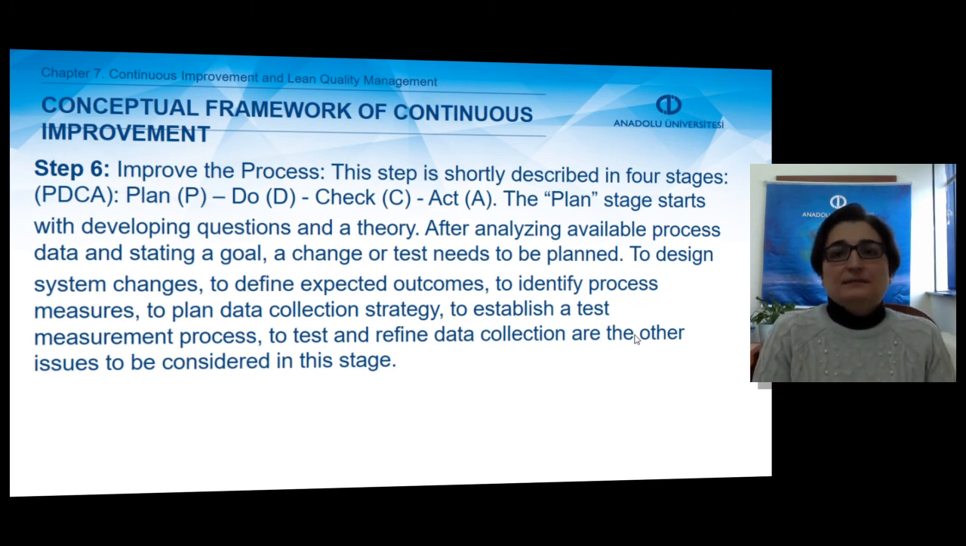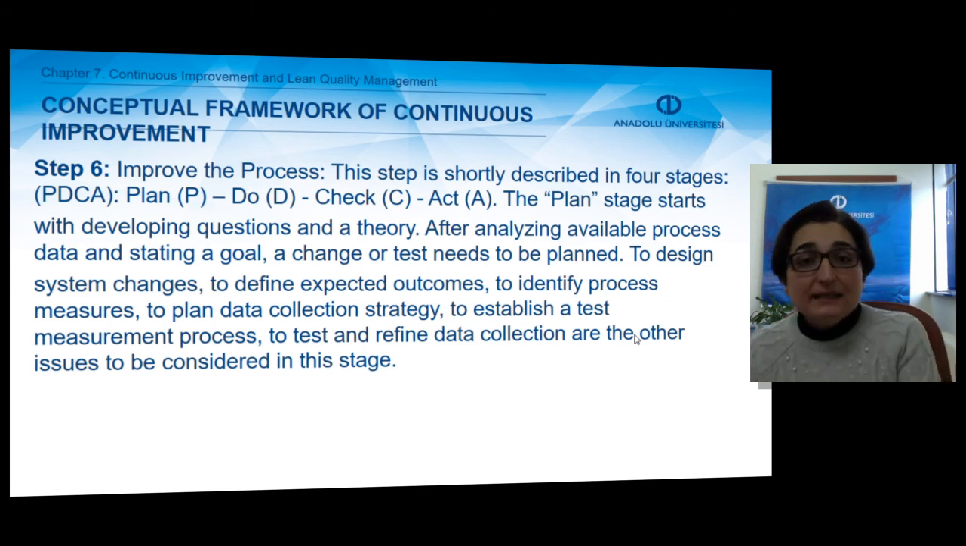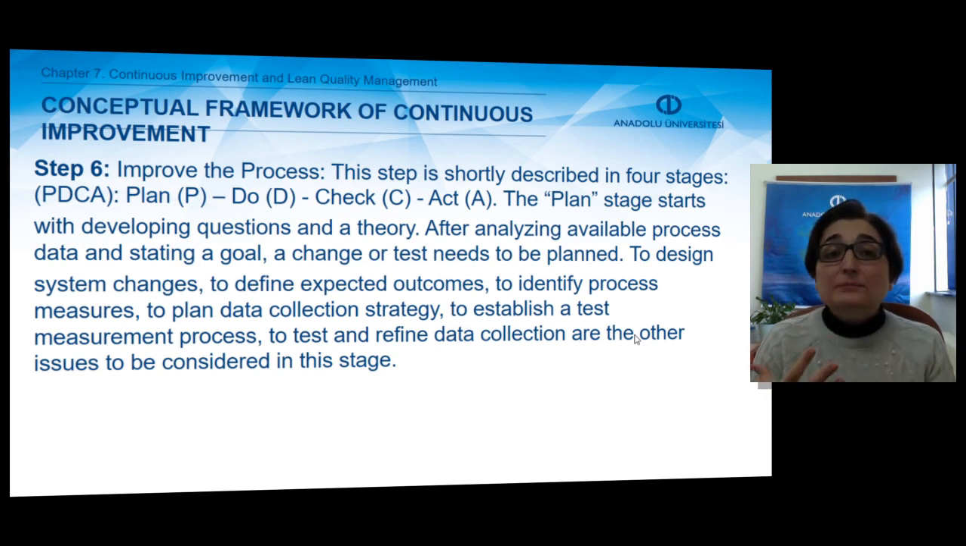We'll see these stages. The plan stage starts with developing questions and theory. After analyzing available process data and stating a goal, a change or tests need to be planned. To design system changes, to define expected outcomes, to identify process measures, plan data collection, to establish a test measurement process, to test and refine the data collection are the other issues in this stage.